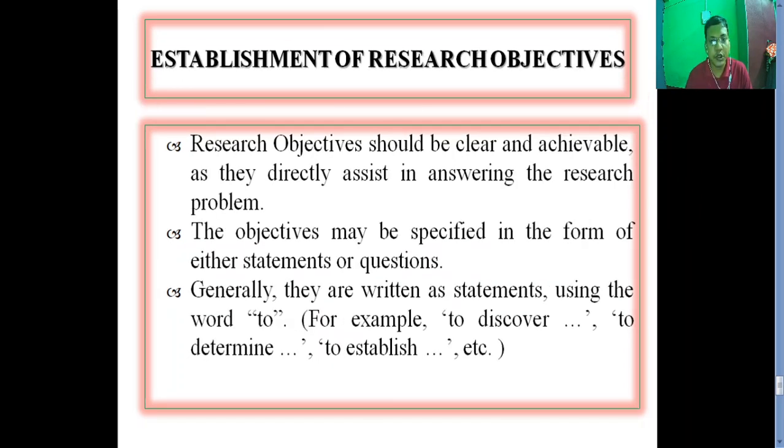Research objectives should be clear and achievable as they directly assist in answering the research problem. Research objectives may be specified in the form of either statements or questions. Generally, they are written as statements, usually with the word to. For example, to discover, to determine, to establish, to find out, etc.